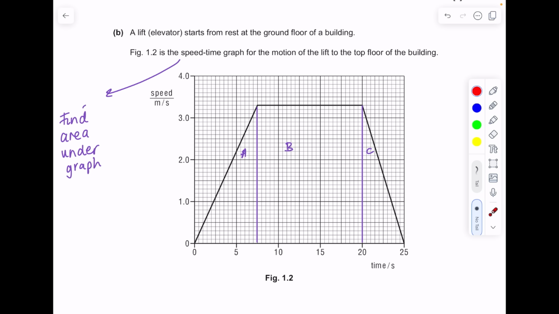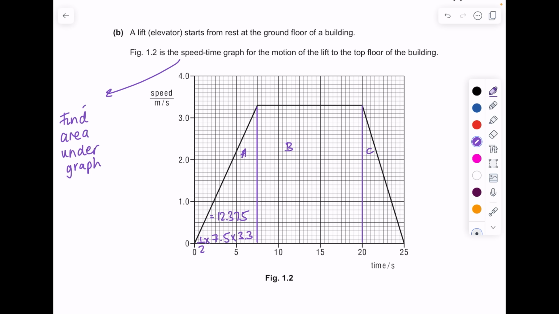So when we find the area of this triangle, what is this length here? You can see, according to the scale, it's 7.5. Then look carefully along here, we reach 3.3. And then because it's a triangle, remember we need to multiply that by a half, because that's the formula for calculating the area of a triangle. So that gives me an area of 12.375.